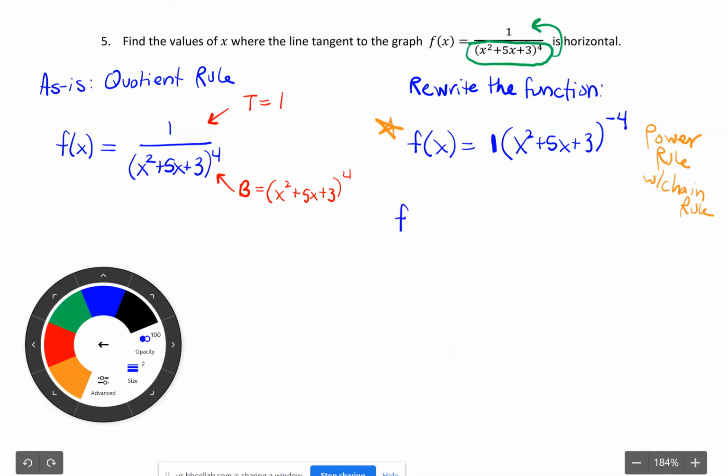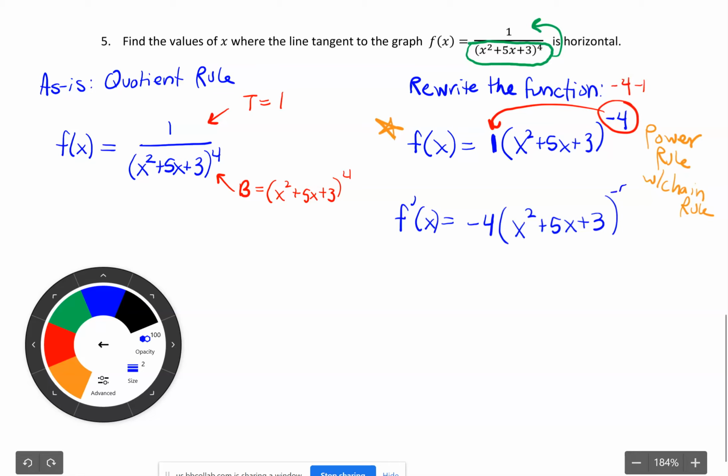I'm just going to use my f prime notation now because I'm taking a derivative. I drop that exponent down to the front. 1 times -4 is -4. I rewrite my base exactly as it's written. I decrease my exponent by 1, so it becomes a -5. Then I need to tack on the derivative of the base.